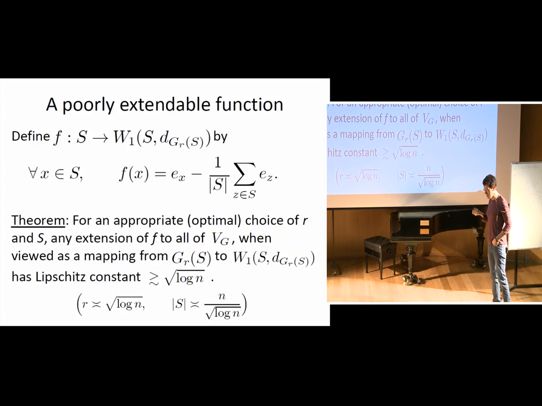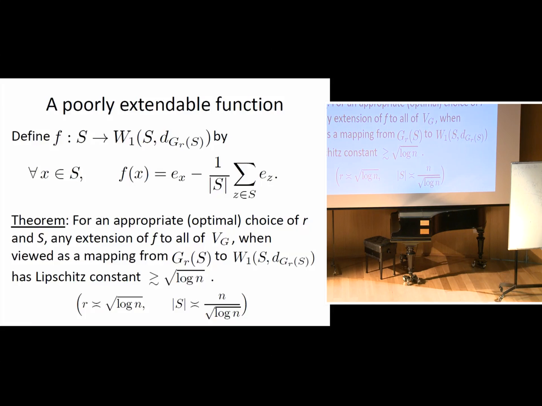so here is the poorly extendable function. It's a very obvious one in this setting. It's defined only on the subset. It goes into this norm space which comes from the magnification at the subset, and it just assigns to a point in the subset the unit vector, the standard basis vector at that point, minus, you normalize it so it sums up to 0, so you take the uniform distribution of the subset. Okay, so this is an isometry with respect to this metric. That's how the norm was defined. So it's 1-Lipschitz, even an isometry. We're going to use the fact that this is an isometry.